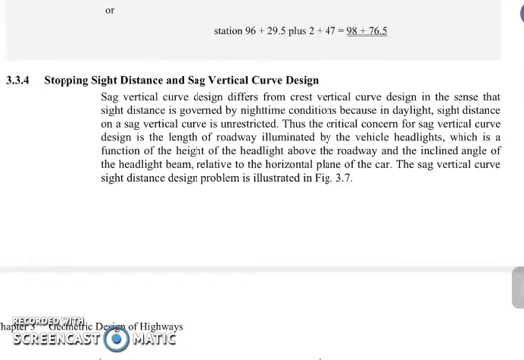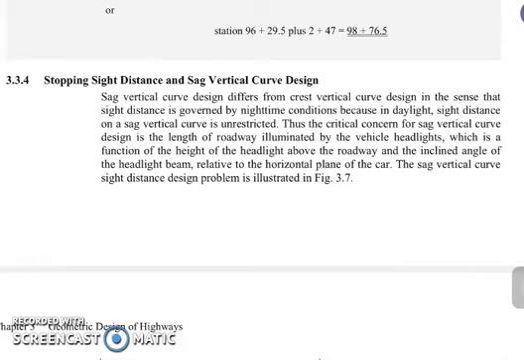One of the factors is the nighttime condition, because during daylight or daytime, sight distance on a sag vertical curve is unrestricted. So the critical concern for sag vertical curve design is the length of the roadway that is illuminated by the vehicle headlight, which is a function of the height of the headlight above the roadway and the inclined angle of the headlight beam, relative to the horizontal plane of the car.